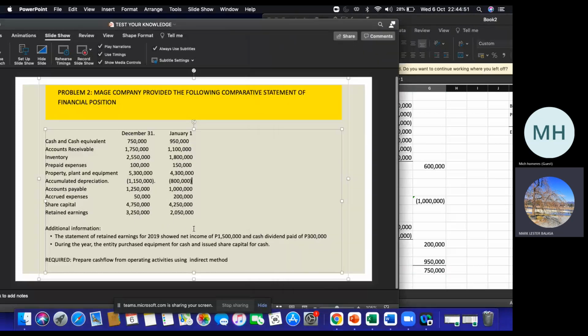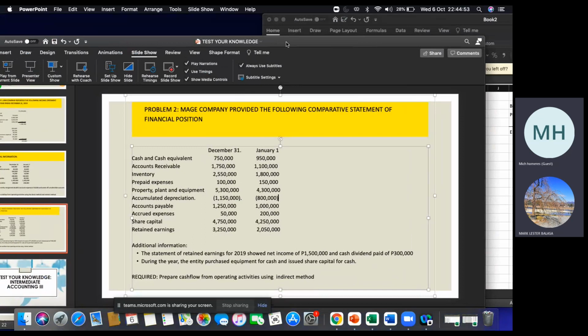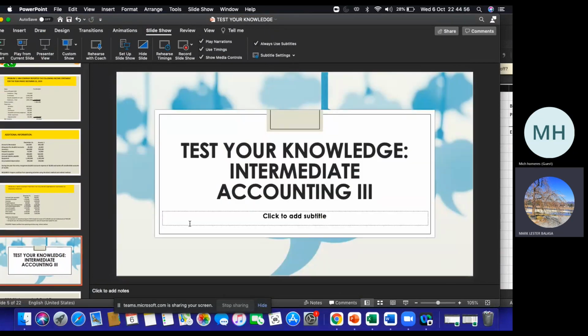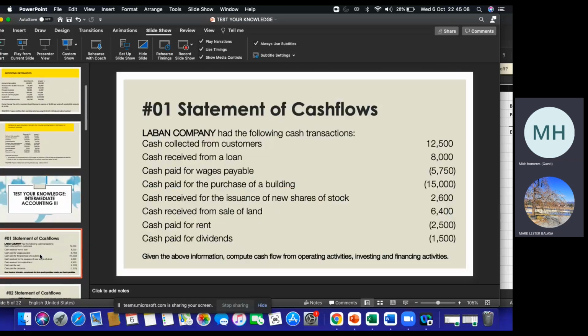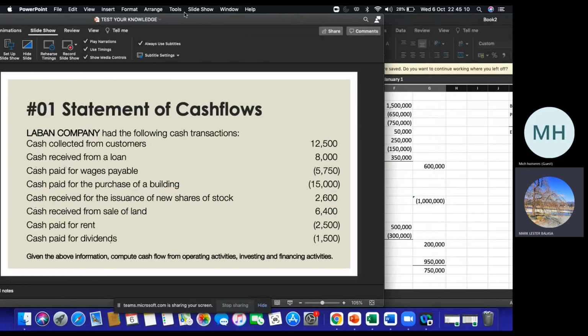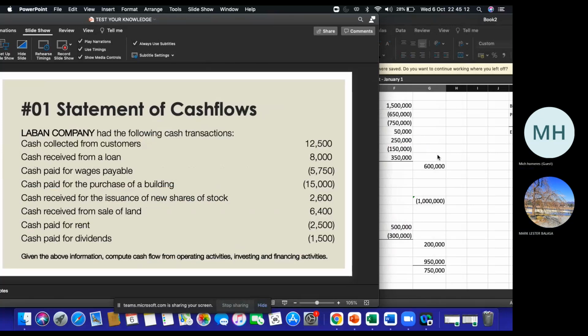So we're going to test your knowledge about what you have learned in this course in preparation for your departmental exam. I have prepared problems for you to solve to test your knowledge about intermediate accounting. First question, class, statement of cash flows. Laban Company had the following cash transactions. Given the above information, compute the cash flows from operating, investing, and financing activities.